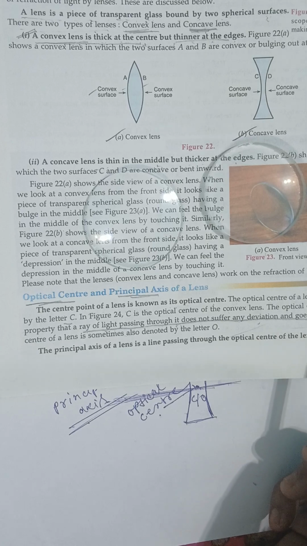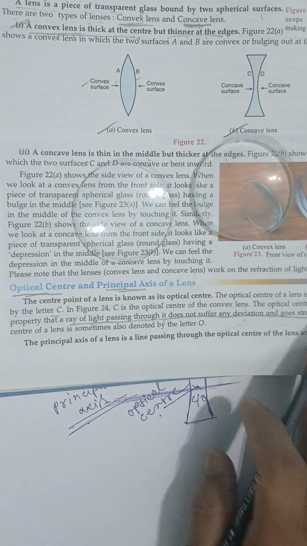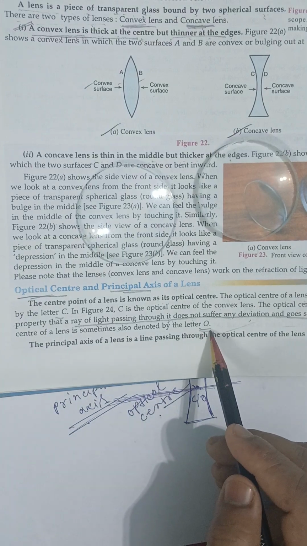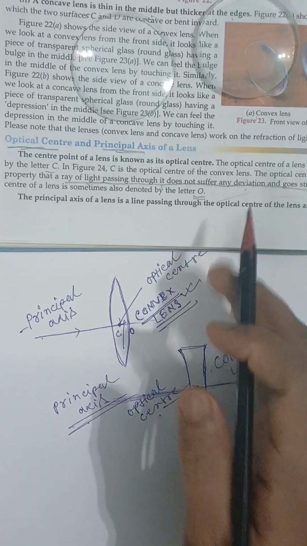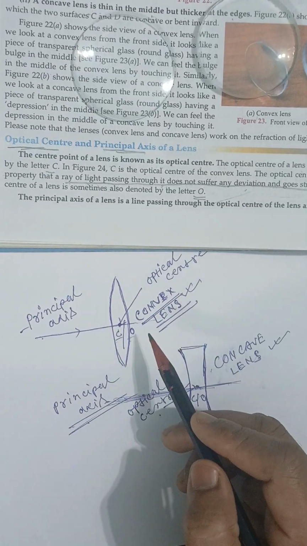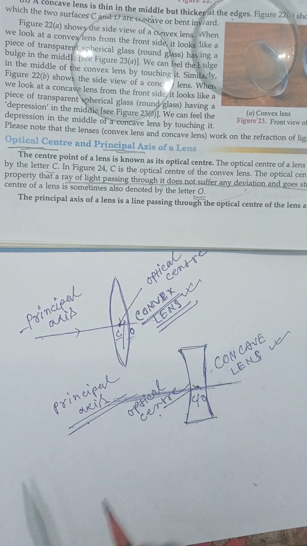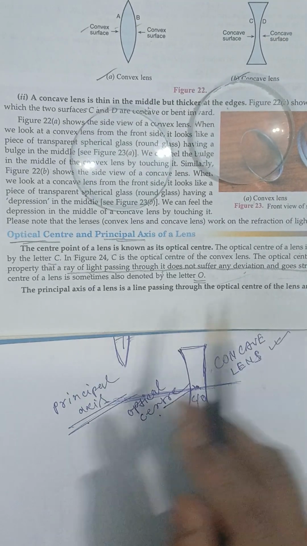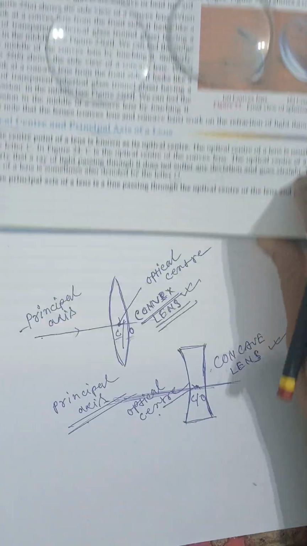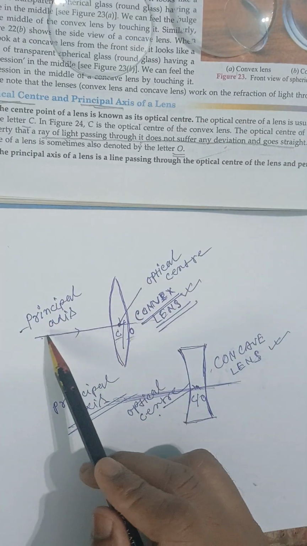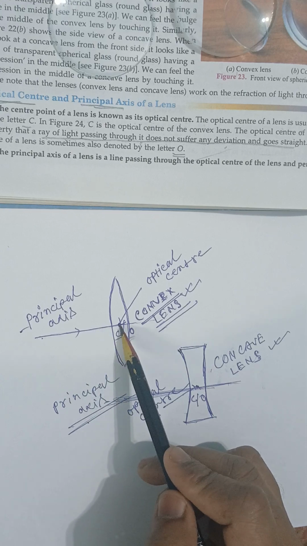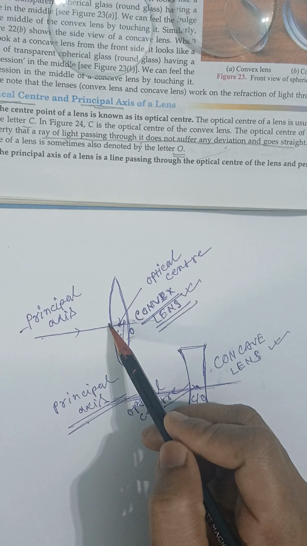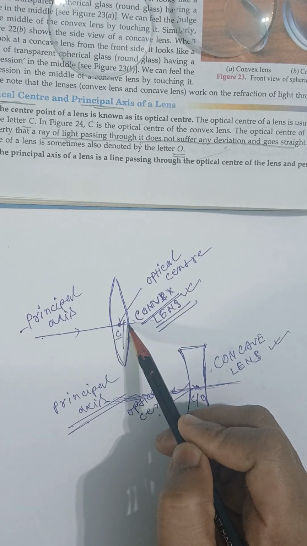Ray of light passing through the optical center does not suffer any deviation and goes straight. Clear? The optical center of a lens is sometimes also denoted by O. So you can see here either C or O. Optical center is denoted by either C or O. Next, principal axis. What is given for principal axis? See, principal axis, as I told you, is a straight line which passes through the optical center and must be perpendicular to the surfaces. It has to be perpendicular to this surface and also perpendicular to this surface.